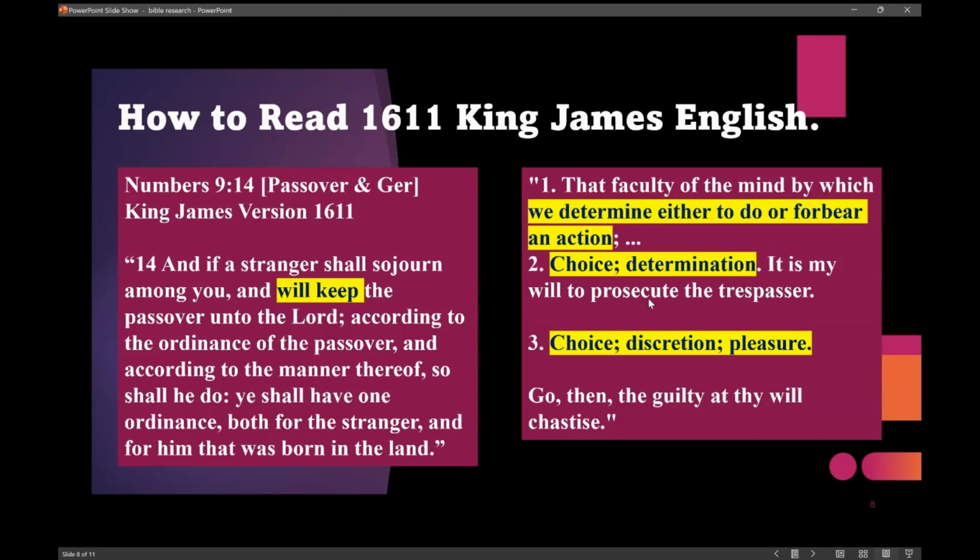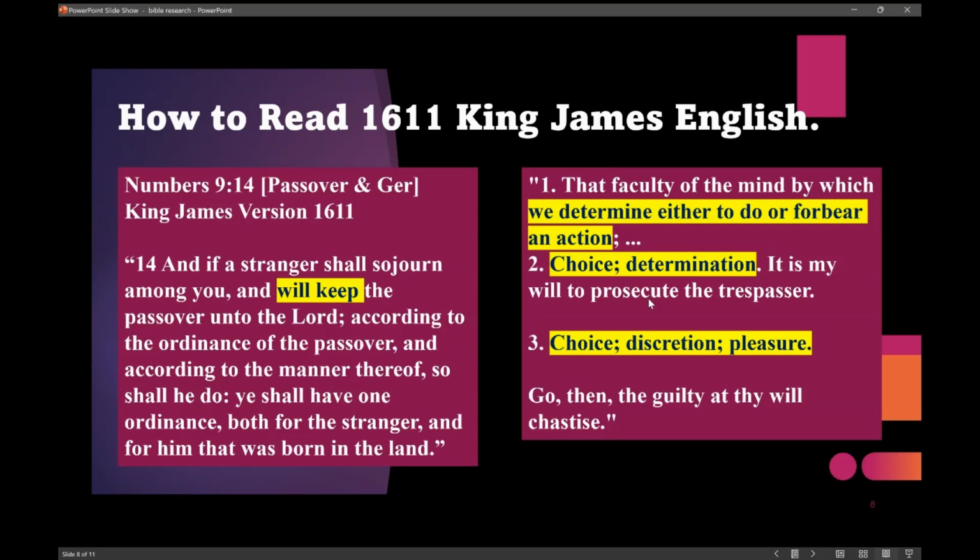That faculty of the mind by which we determine either to do or forbear an action. Does that sound like you must do it, or it's a decision you must make to do it? 2, choice or determination. Does that mean you must do it, or you're trying to decide to do it? 3, choice or discretion or pleasure. Does that mean you must do it, or you're trying to decide whether to do it?